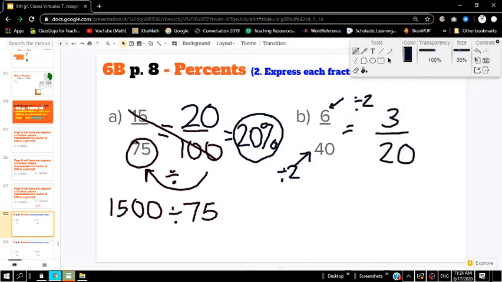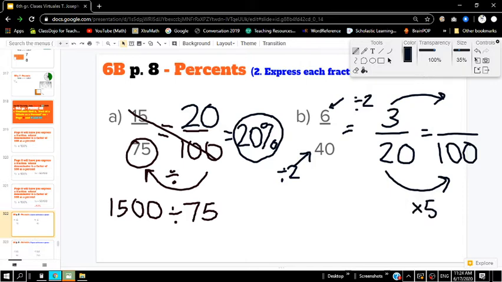There's plenty of ways we can do this to try to figure it out as a percent. We could say 20 is to 100 as 3 is to what? Well, I multiplied 20 times 5 to get to 100. 20, 40, 60, 80, 100. So I can multiply 3 times 5 as well. 3 times 5 is 15. So 15 over 100 would equal 15%.